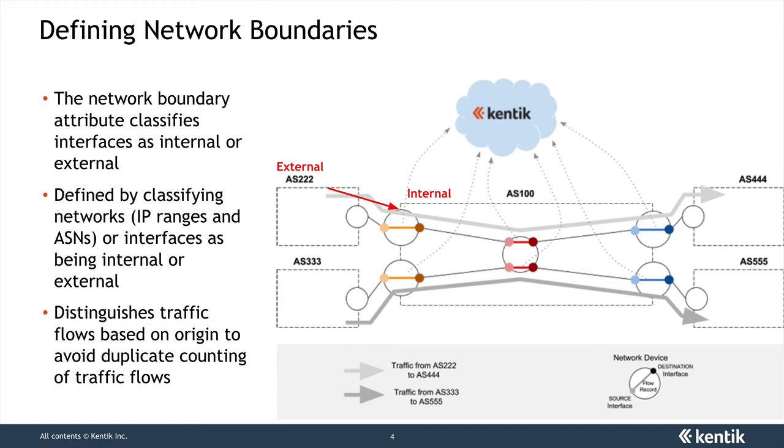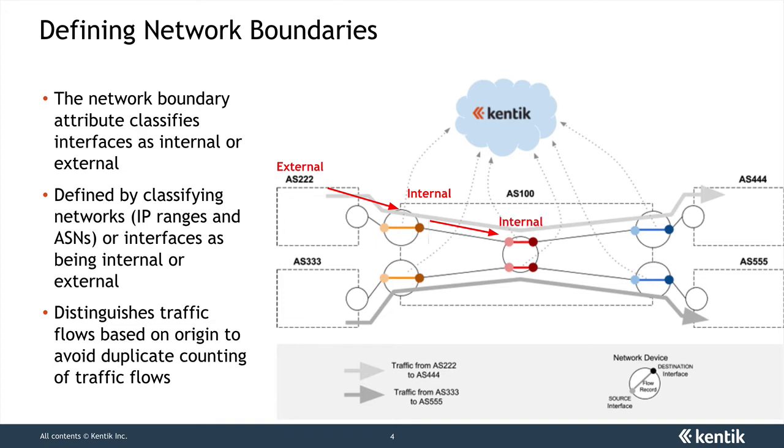Traffic then flows from our edge device to the next router in its path. At this second router, which is in the middle of our AS100 network, the traffic that originated at AS222 comes into an interface which is connected to a router that is within our network, so we see the source interface as having an internal network boundary.